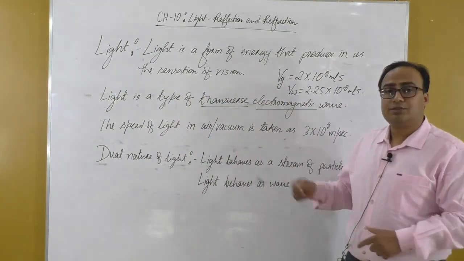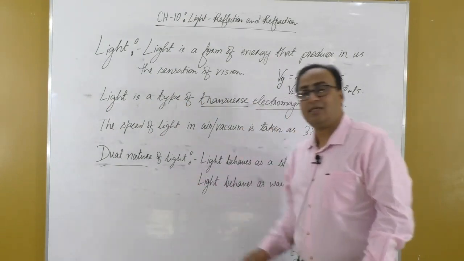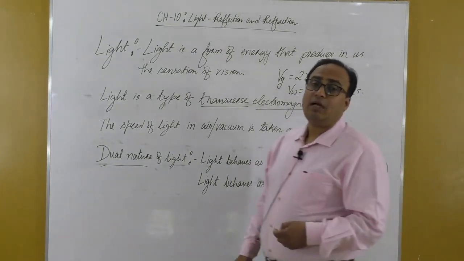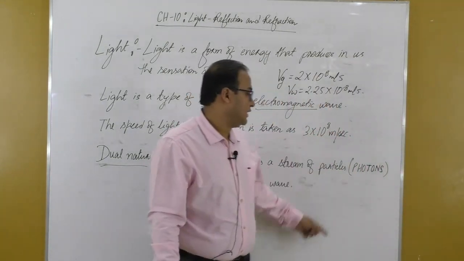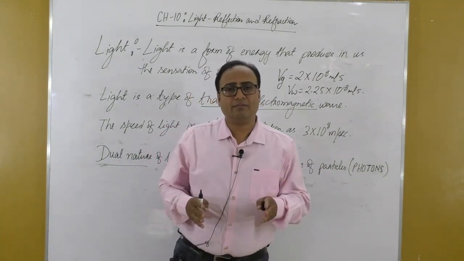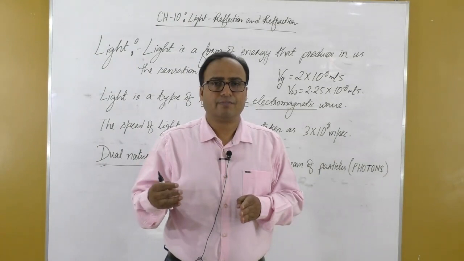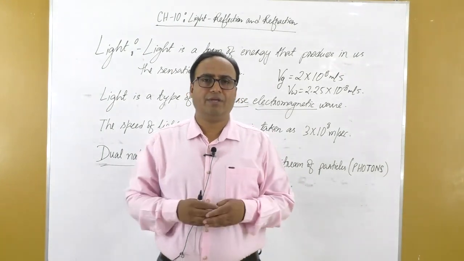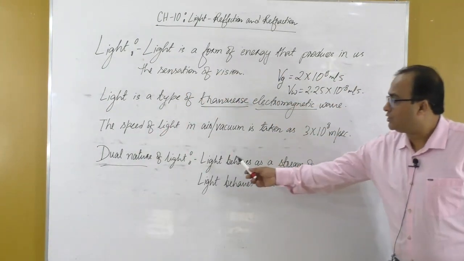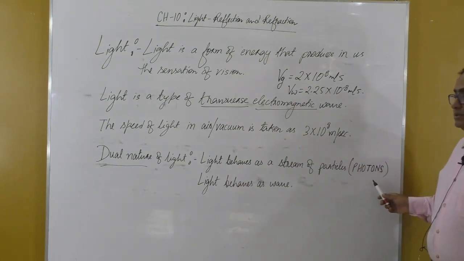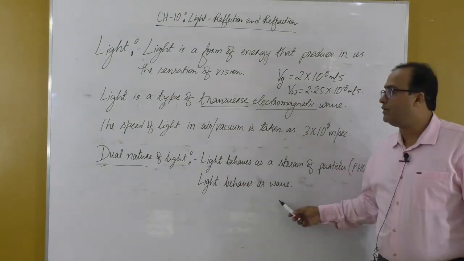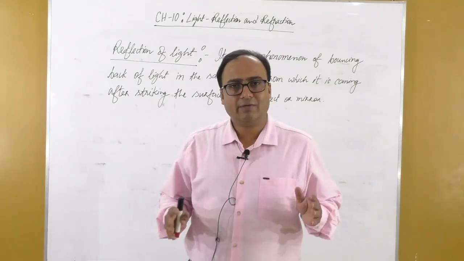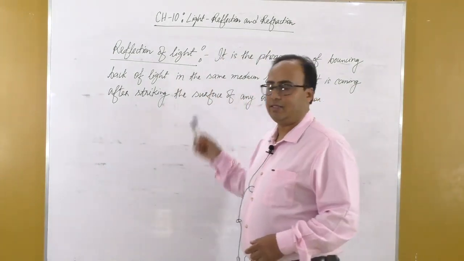Now about light, you should know one more thing. Light shows dual nature, double nature. Light behaves as a stream of particles, and the particles of light and particles of any kind of electromagnetic wave are said to be what? Photons. So simple term, photon. If I ask you what are photons, the particles of light are called photons, or the particles of electromagnetic waves are called photons. So dual nature of light: light behaves as a stream of particles and light behaves as a wave. You already know what type of wave is light? Transverse electromagnetic wave.